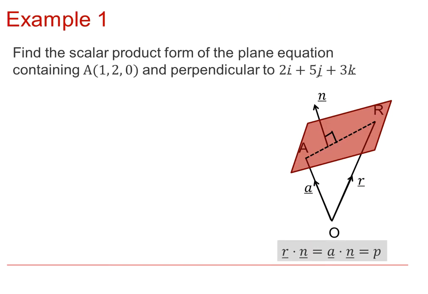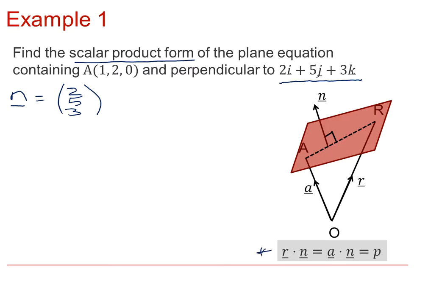In this example, we're asked to find the scalar product form of the plane equation. This is the same as saying that we're looking for the equation of a plane using the normal to the plane. We are given that a is 1, 2, 0, and we're given that n is 2, 5, 3, by using the fact that this is perpendicular to the plane.